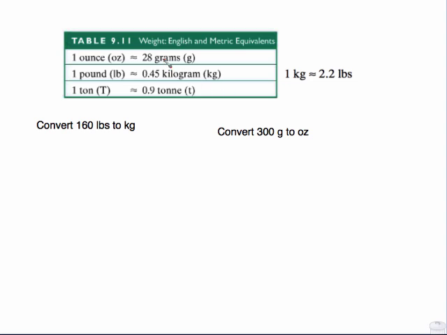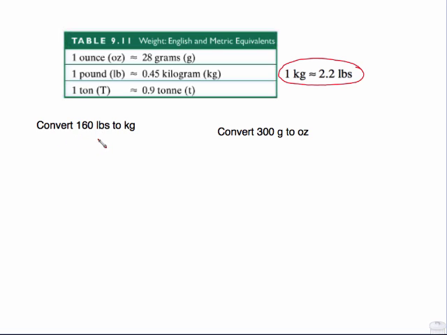We also have a chart to compare English and metric equivalences for weights. So 1 ounce is 28 grams, 1 pound is 0.45 kilograms, and 1 capital T, that's the English ton, equals 0.9 little t ton. That's the metric equivalent. Also, this is worth knowing, it wasn't in any chart, but 1 kilogram is equal to 2.2 pounds.